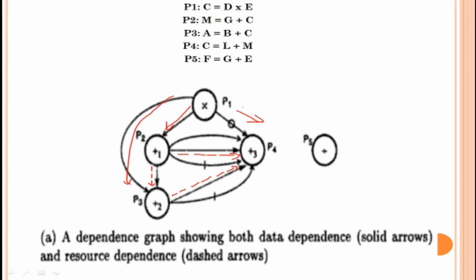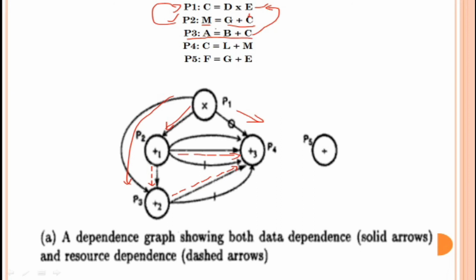For example, if I consider P2, it has a flow dependency on the process P1. How? Because to calculate the value of M, I am performing the addition G plus C, so to get the value of C, process 1 should be executed first. Hence P2 is flow dependent on P1. Got my point? Then P3 is also flow dependent on P1, because P3 consists of the statement A equals B plus C, so to get the C value, process 1 has to be executed first, right?